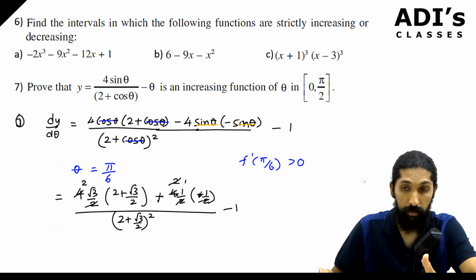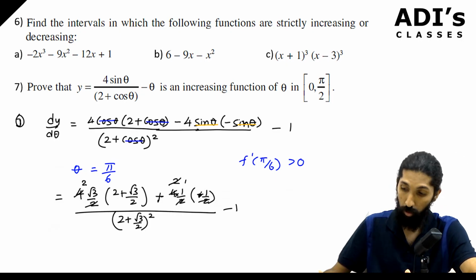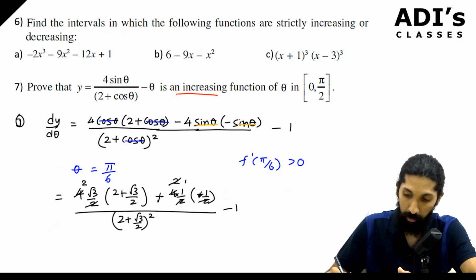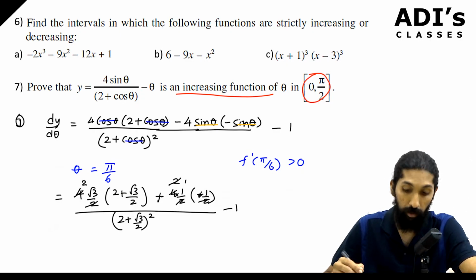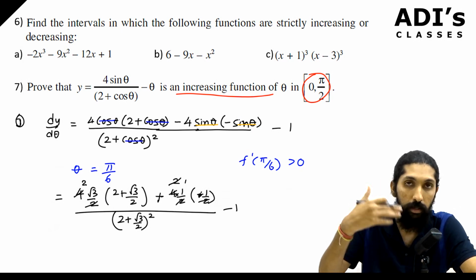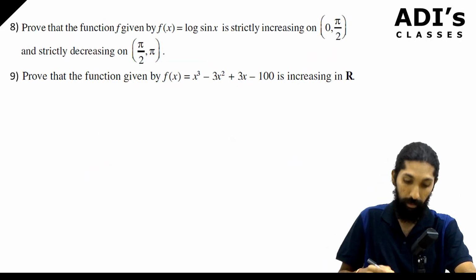Since this is greater than 0, we have an increasing function. So the function y is an increasing function in 0 to pi by 2. In that interval, it is an increasing function. Fine. So this is how you need to solve the 7th one, and this is the answer you're going to get. Let's do the next one. See the 8th one.